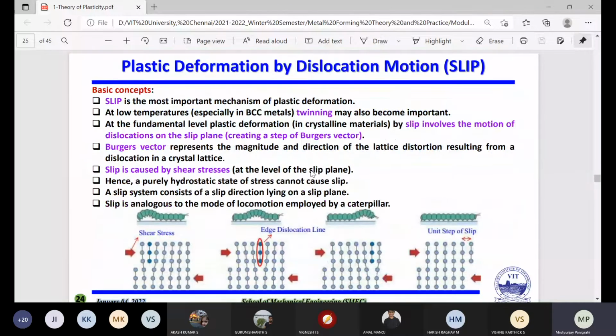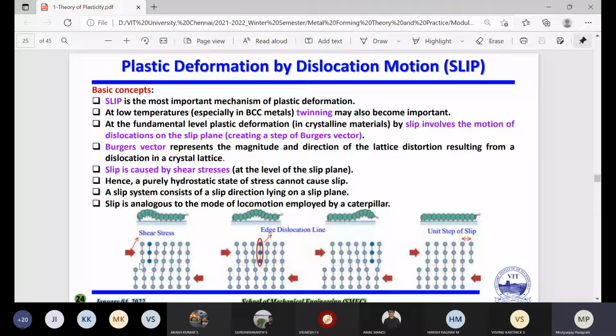Now I just want to show how it actually happens: with the help of slip, how the dislocations in the material move from one place to another, or shift from one point to another. So what is the basic concept? I mentioned here that slip is the most important mechanism of plastic deformation. At low temperature, especially in BCC metals, twinning may also become important. So I'm not sticking only to slip, but in some cases twinning is also one more process of dislocation motion.